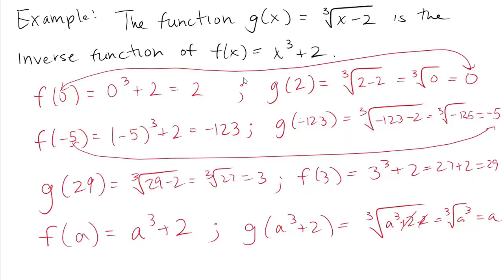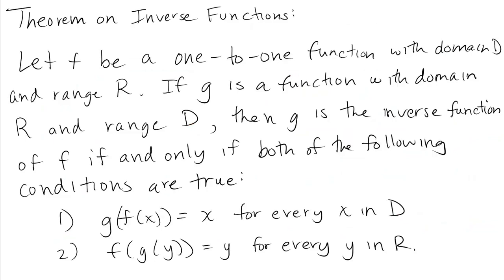Here we did g of f of 0. We plugged 0 into f, and then we plugged that result into g. That's just g of f of 0. This was g of f of negative 5. This was f of g of 29. But generally all we're doing is composing functions, and that's where we get this theorem on inverse functions.